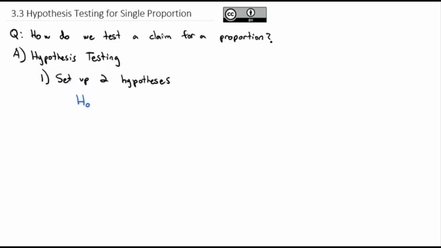The first one we'll call H sub 0. That is what we will call the null hypothesis. And it will always use equals: some variable equals something. Another thing about the null hypothesis is we will always assume the null hypothesis is true until proven otherwise.